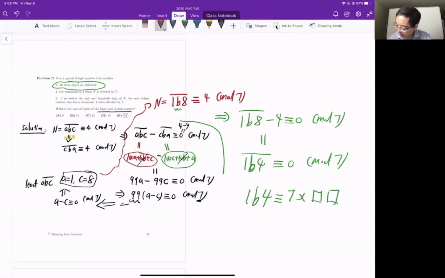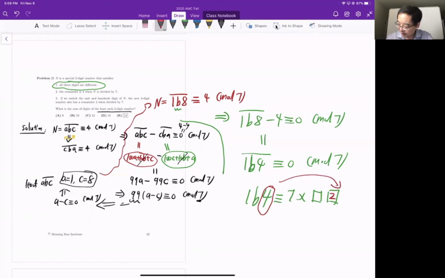The point is, when you look at the last digit 4, in order to get a 4, we can only have 7 times 2, right? 7 times 2 will give us the last digit 4. That's basically the only possibility. Therefore, here I should put 2. Okay, I get it. This is 2. You must have this is 2.